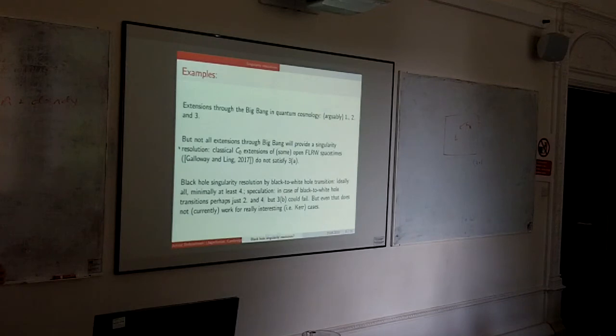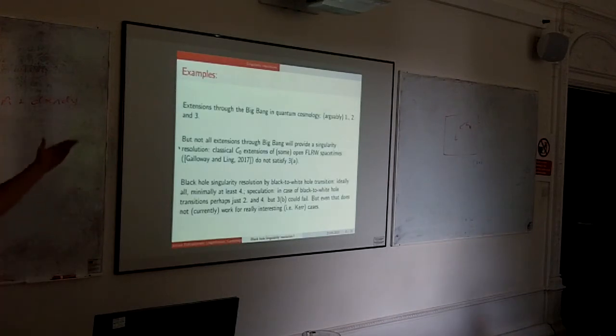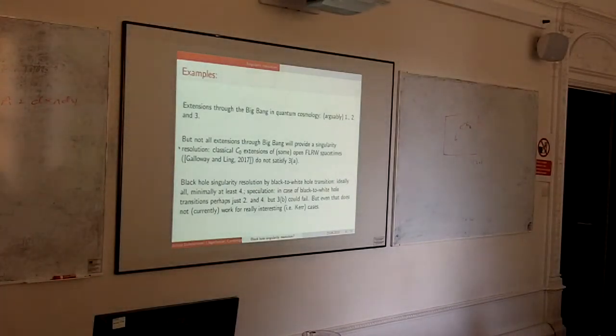Now, in some cases, we do a few of those simultaneously. So I think when we have something like extension through the Big Bang singularity in quantum cosmology, we do the first 3 simultaneously, and of course we don't bother about the 4th and 5th.